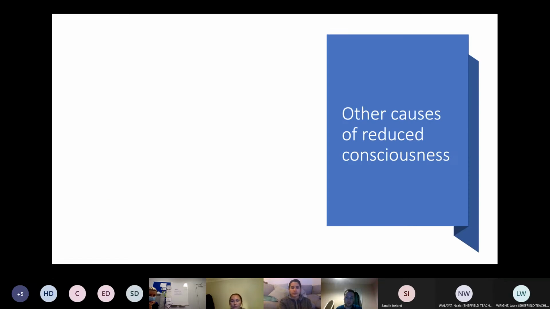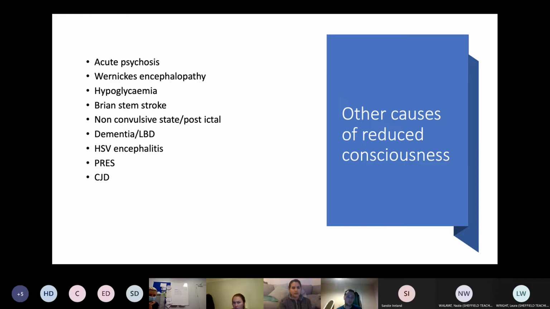It's important though to also think about other causes of reduced consciousness. If you've got someone with either agitation or drowsiness, think about what the other causes could be. So this is a general list of other things to think about. And I think the mainstay, especially for some of them, like psychosis or brainstem stroke or encephalitis, is if they've got other neurological features, then it would definitely be something to think about. So not just the altered conscious level, but they might have some focal neurology associated with that.